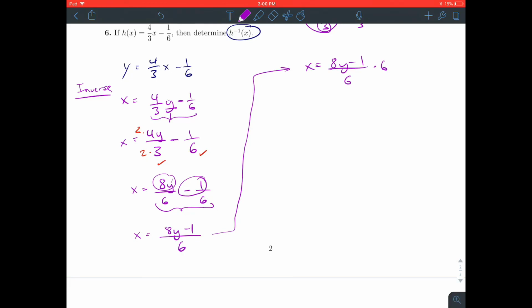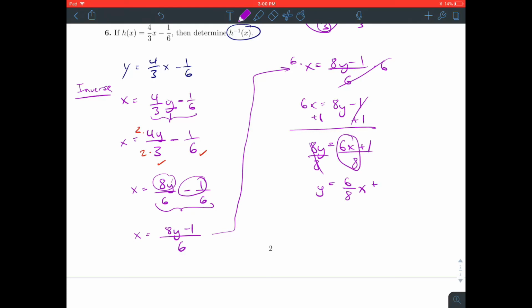Now, to solve for y, I'll multiply by 6 on both sides. That gives me 6x equals 8y minus 1. I'll add 1 on both sides. That gives me 8y equals 6x plus 1. I'll divide by 8 on both sides. That gives me y equals 6 over 8x plus 1 over 8. This fraction can be reduced, so y equals 3 over 4x plus 1 over 8.